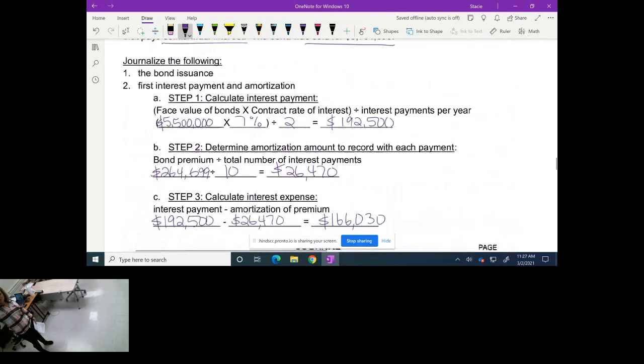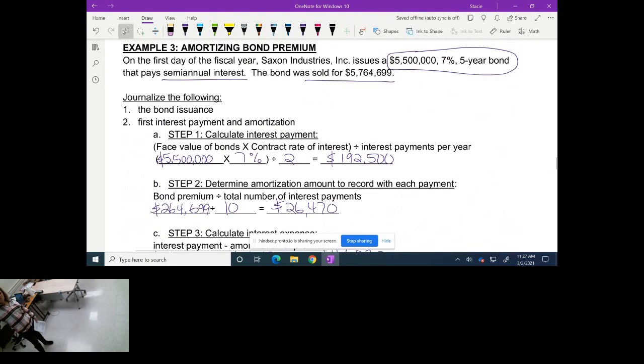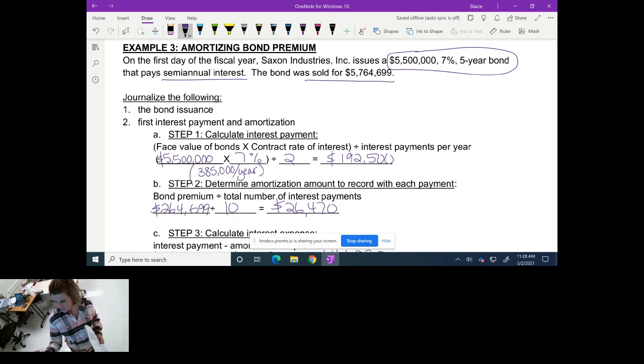Okay, so let's go back and figure out our interest payment. How much we're going to pay the bondholder twice a year. Check they'll get, deposit in their account, whatever. You'll take the face amount of the bonds and multiply it by 7%. This right here is $385,000 a year. You'll divide it by 2 because there are 2 payments. So it's $192,500. That's your interest payment.